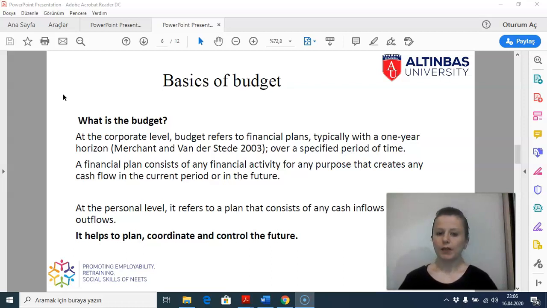At the corporate level, budgets might be defined as financial plans, usually taking about 1 year as a horizon, and usually based on a specified period of time. So 1 year, 1 month, or quarterly, so 3 months might be used as well. A financial plan consists of any type of financial activity for any purpose that creates cash flows in the current period or in the future, depending on your budget periods.